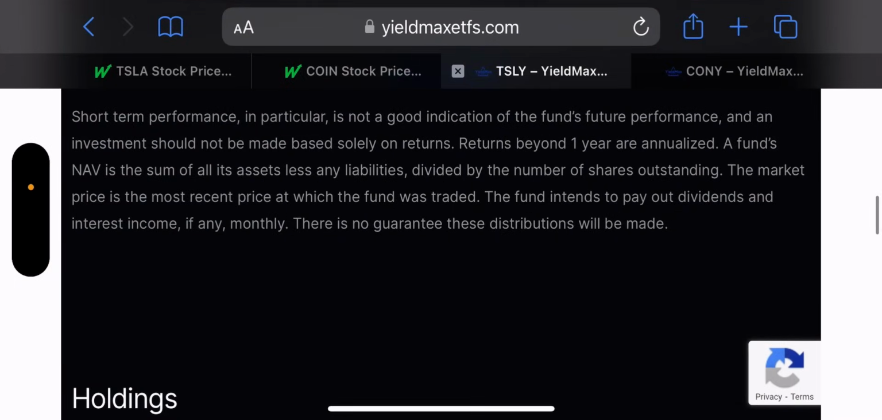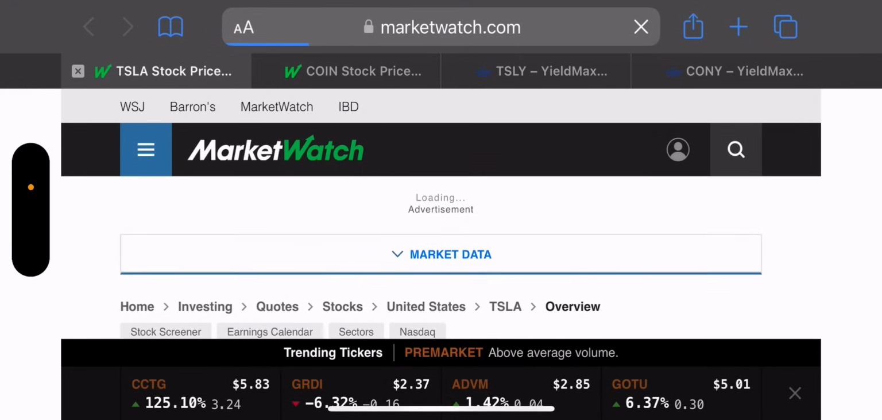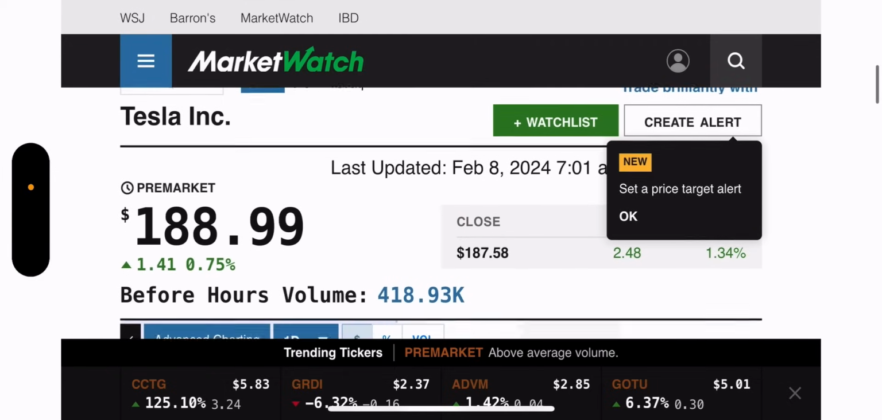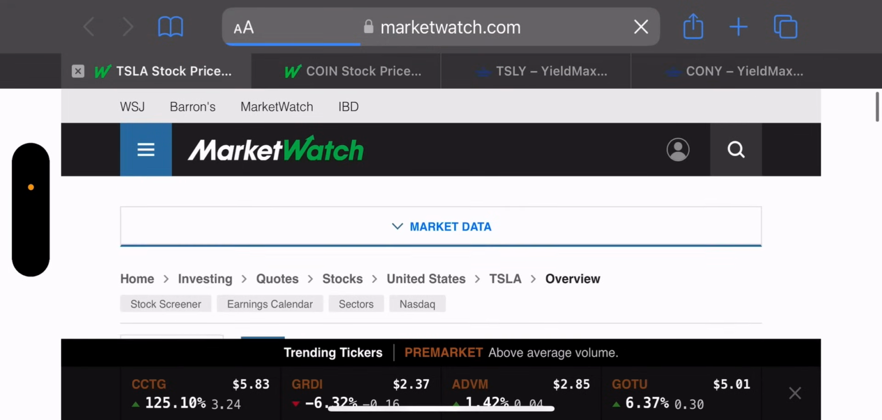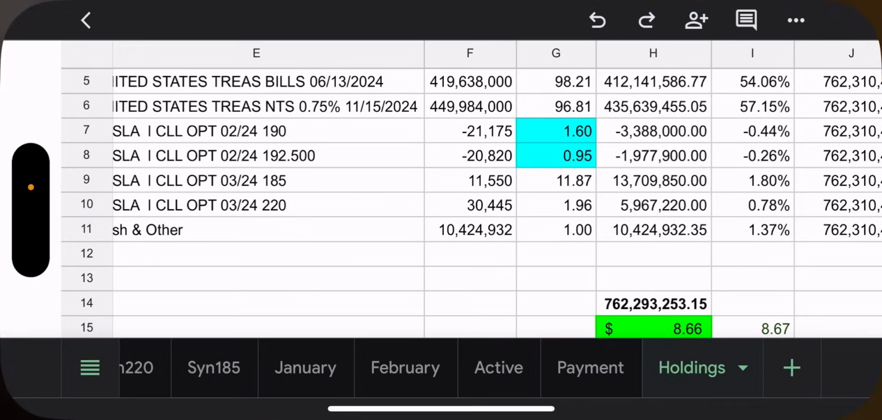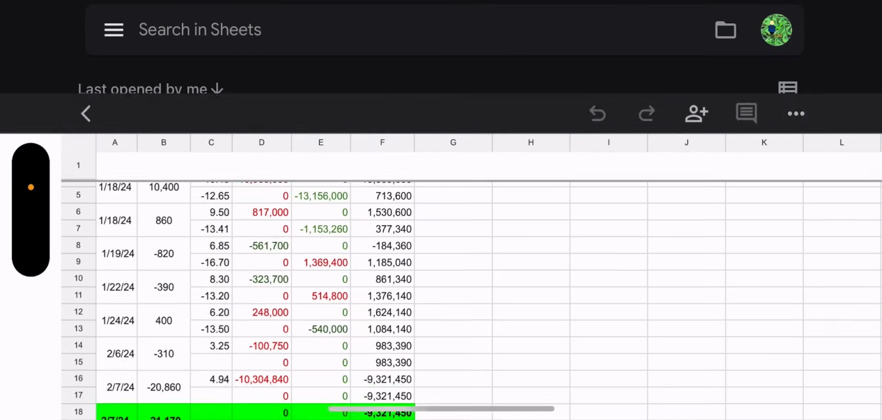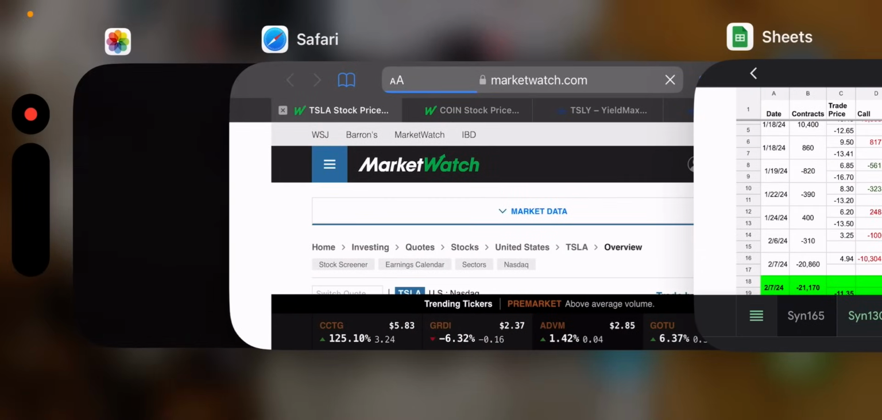Let's go to pre-market for Tesla. Let's see how we doing. Oh boy, 0.75% up. Are we scared? I don't know. Pre-market though, who cares, right? All right, so CONY, man, CONY really is putting me through the ringer this week.